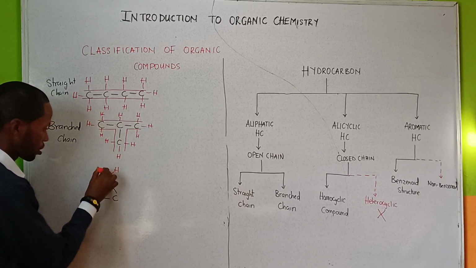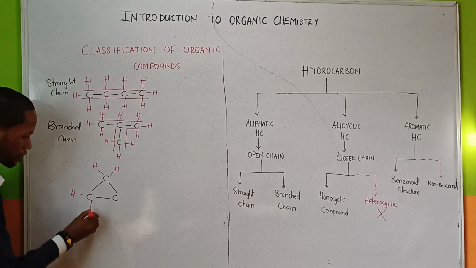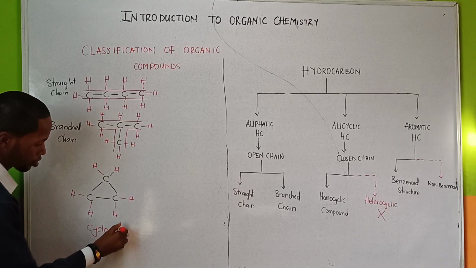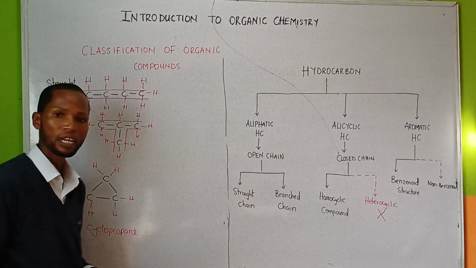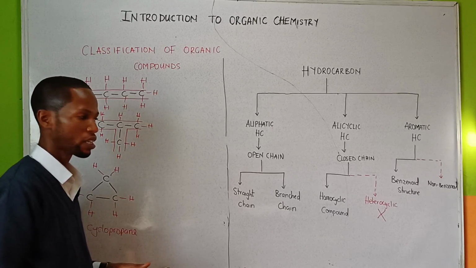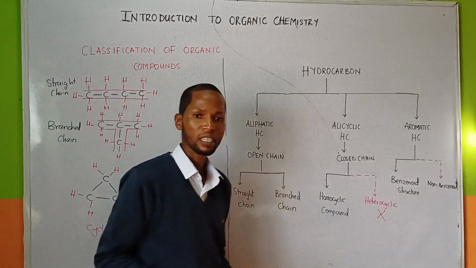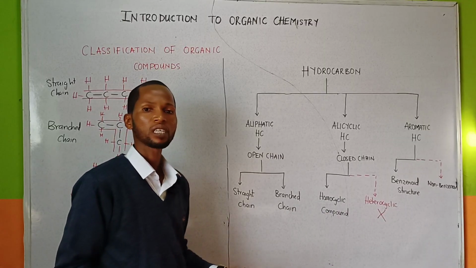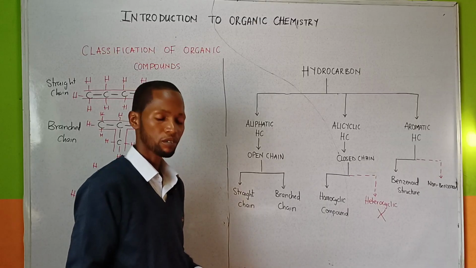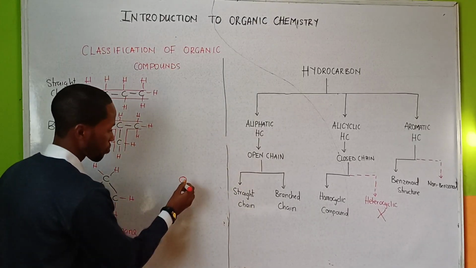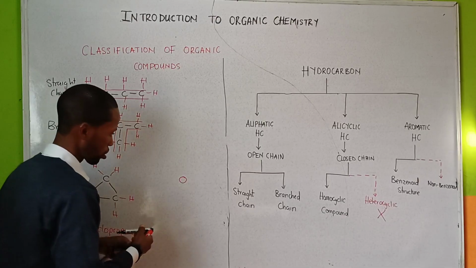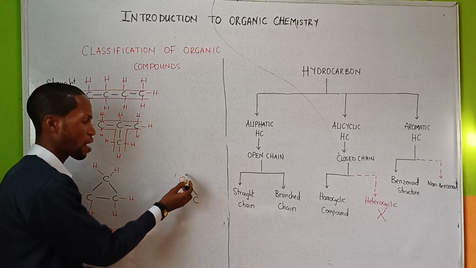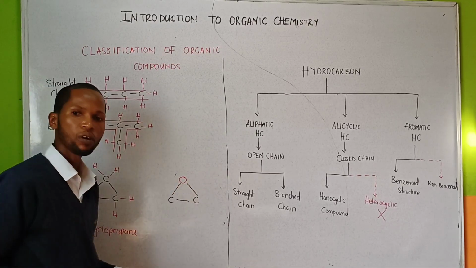We have hydrogen, hydrogen, hydrogen, hydrogen, cyclopropane. Remember I said we are still going to consider the rules for writing IUPAC nomenclature. Then the heterocyclic compound, which is not hydrocarbon, because a heterocyclic compound contains atoms other than carbon in the ring structure. We can have something of this kind. This is hetero because we have oxygen in between the carbon ring.